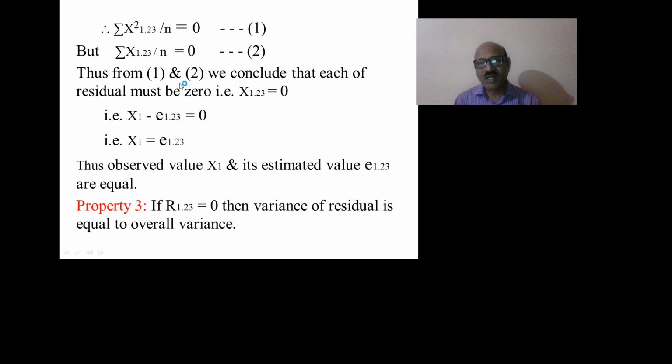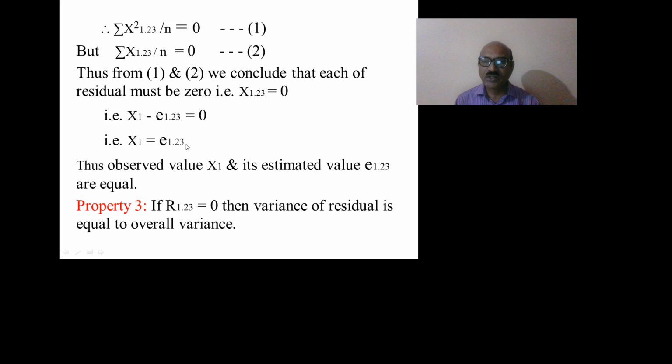Thus from 1 and 2 we conclude that each of the residuals must be equal to 0. That is, each and every x1.23 is equal to 0. Then only this can happen. And therefore we know the expression of x1.23 as x1 minus e1.23, and that is equal to 0. Therefore x1 equal to e1.23. That is, the actual value must be equal to the estimated value. Then only we are getting the multiple correlation equal to 1. Thus the observed value and its estimated value e1.23 are equal. That is your second property.